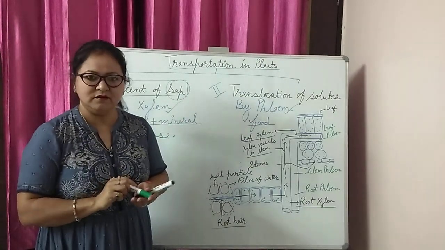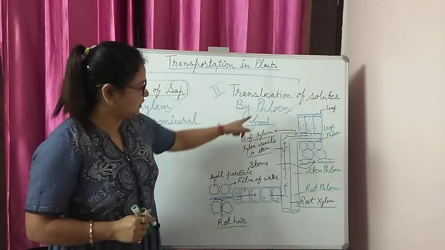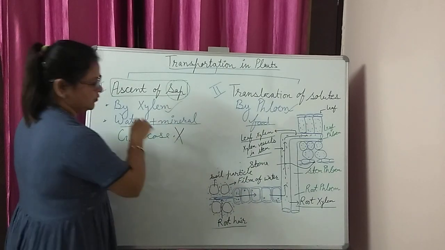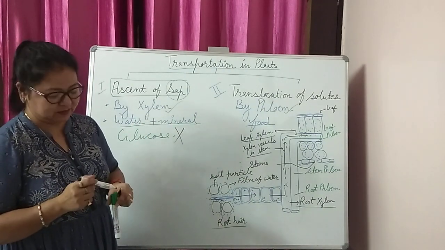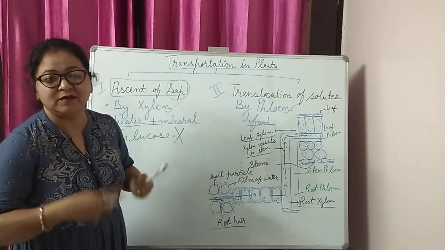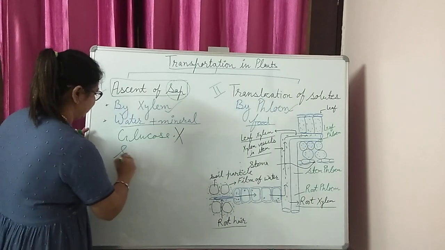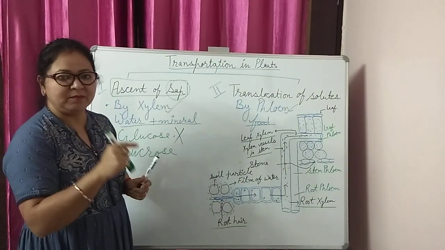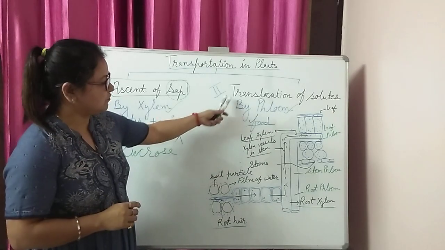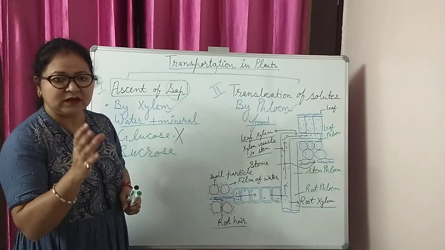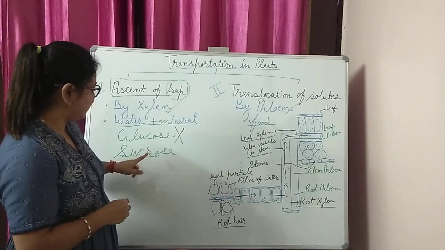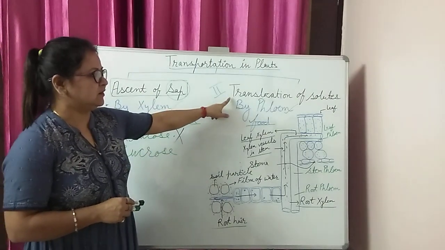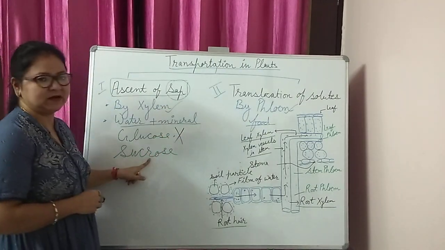Then the question is, is glucose transported by the phloem? The answer is a big no. First, this glucose is converted into a next compound, called sucrose. So the first step: the food prepared in the leaves is first converted into sucrose, and now the process will start, that is the translocation of solute. This solute is sucrose.